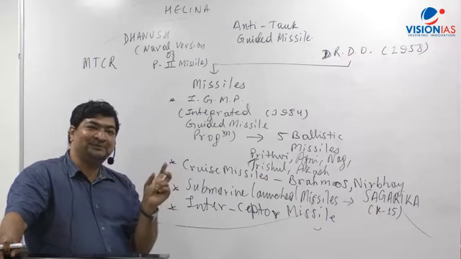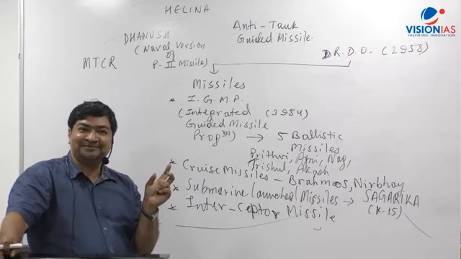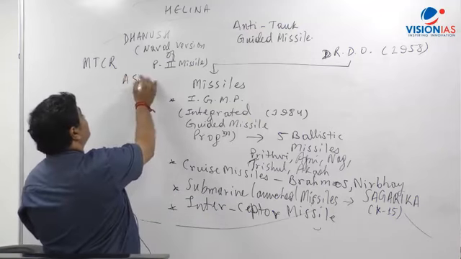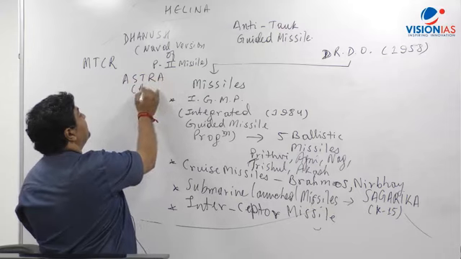Why is it? But there's one more there, Astra. Astra missile, that is an air-to-air missile. Now it has been developed. Astra missile developed ho chuka hai. This has now been developed. There is India's air-to-air missile, Astra.